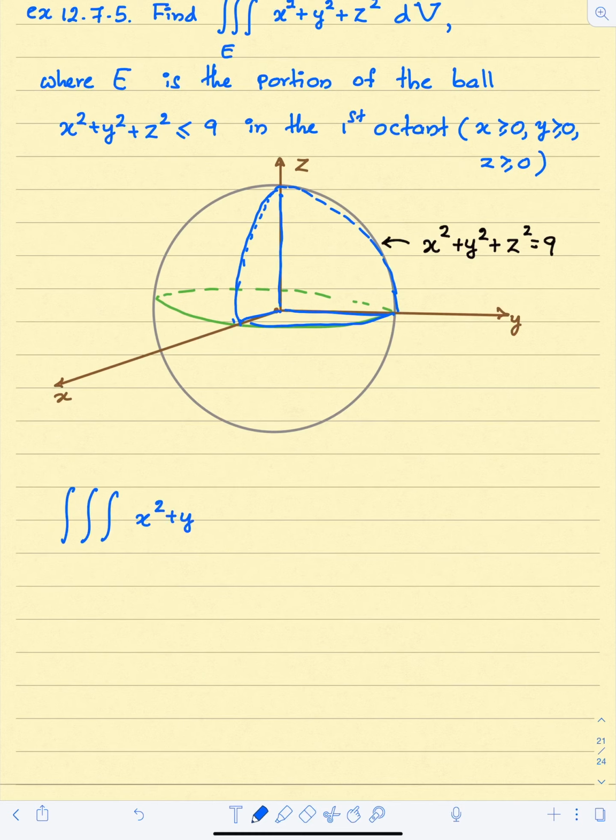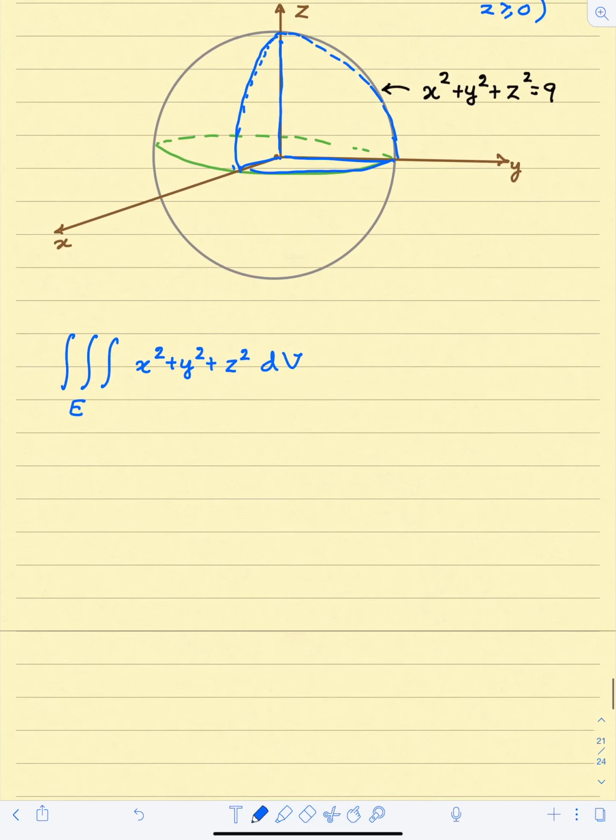Okay, so now let's consider the triple integral. This triple integral becomes, in a spherical coordinate system, x squared plus y squared plus z squared equals rho squared. This part is rho squared. Now dV is the volume element. The volume element in spherical coordinate system should be rho squared sine phi d rho d theta d phi.